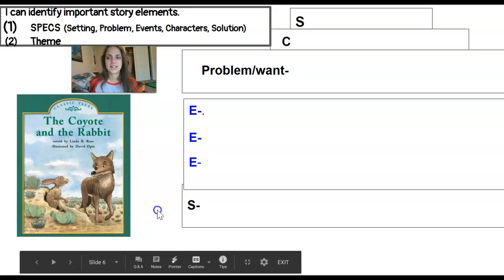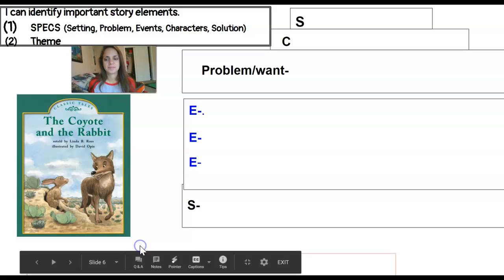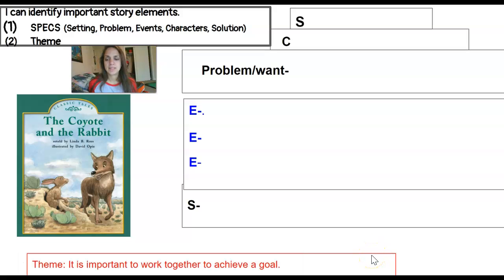Let's check your thinking. I noticed that Rabbit went to his brothers to get help to win the race. And each brother popped out at a different hole and they tricked the coyote so that they could win the race. Well, that shows me as a reader that they worked together. Theme: it is important to work together to achieve a goal. There's that theme again. Characters working together to get what they want.